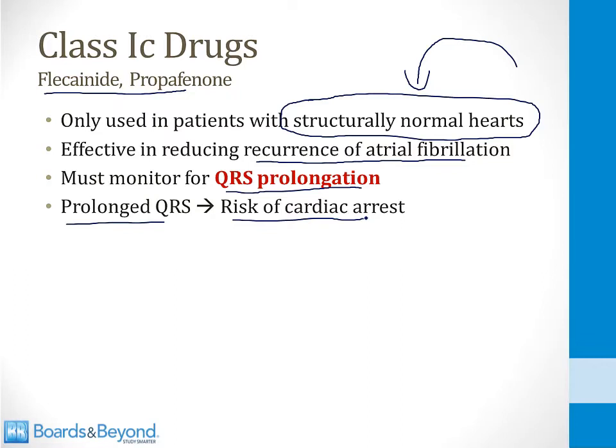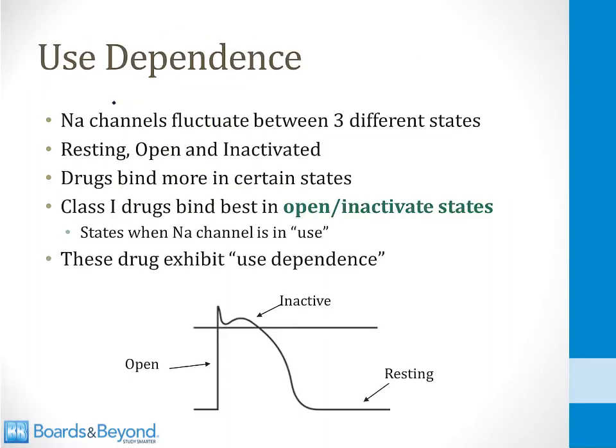You want to block some sodium channels, but not so many that the QRS begins to prolong. So if the patient's taking the drug and the QRS begins to prolong, it means they're not tolerating that dose, and you need to modify the therapy. Another feature of these drugs is something known as use dependence, so let's talk about what that means now.